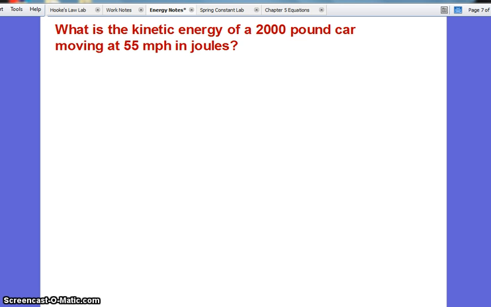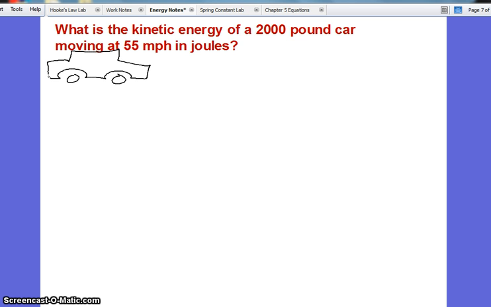We want to find a typical energy here, try and get a grasp on what a joule actually is, how large it is. So we want to find what is the kinetic energy of a 2,000-pound car moving at 55 miles per hour. So this is something we're familiar with. The problem is we're familiar with the English system, so we're going to have to make some conversions in this case to solve for joules.